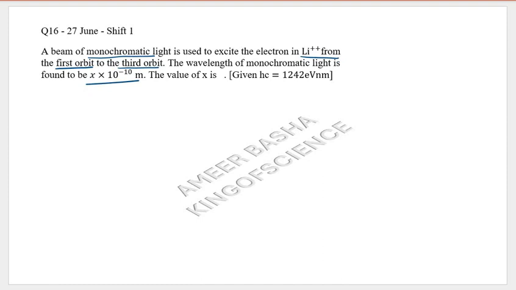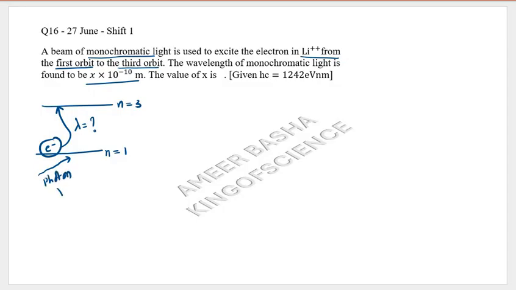So, they want to excite an electron from n equal to 1 to n equal to 3 state. Then what is the wavelength of light, or the photon, which is required from outside? So we require the wavelength of that.